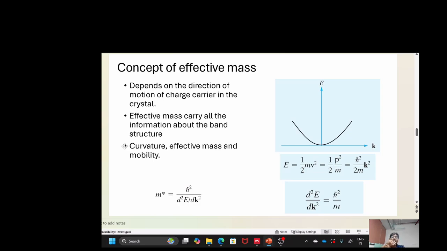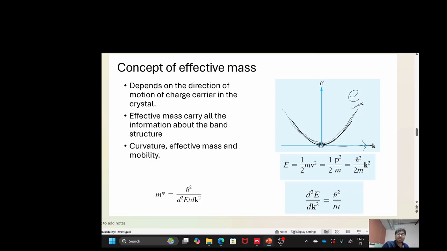So now let's move to the concept of the effective mass. You must have seen this kind of E-k diagram. This is the E-k diagram for the electrons, or this is the conduction band. This is the minima of the conduction band, and this is the direction. This is the k, which gives the momentum of the electron.